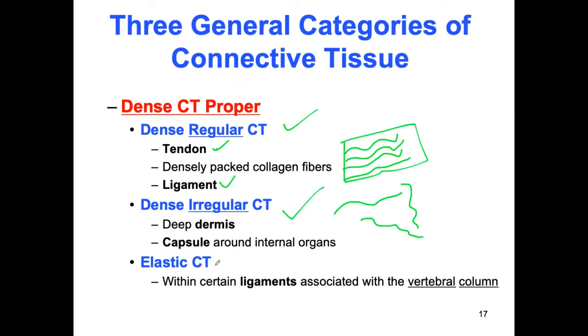And then elastic connective tissue, we see this with certain ligaments, especially those of the vertebral column, where the spinal column is very stable. In my over 25 years in practice, I've seen mild misalignments of vertebral segments, but I've never seen a dislocation of one.